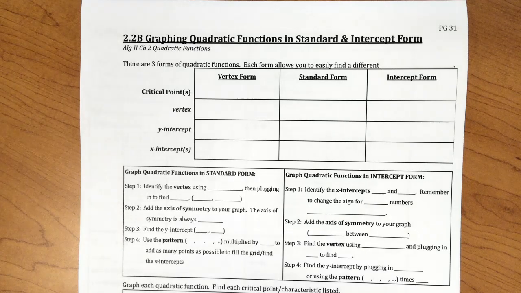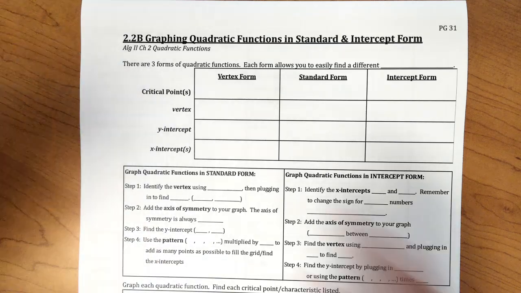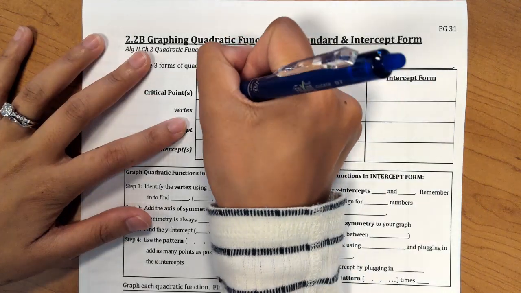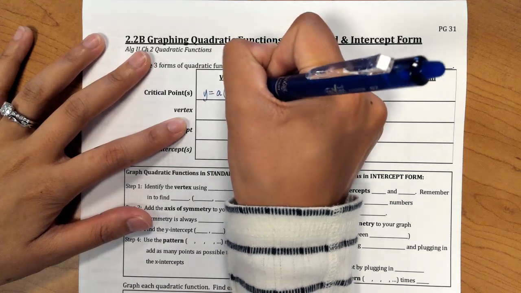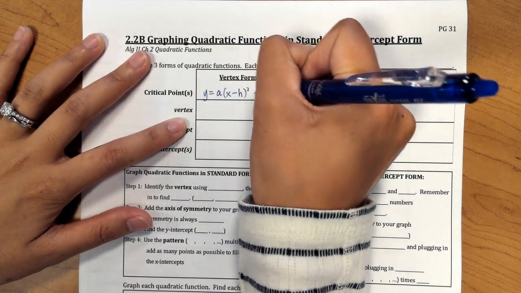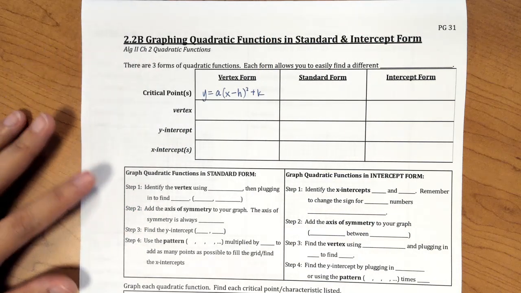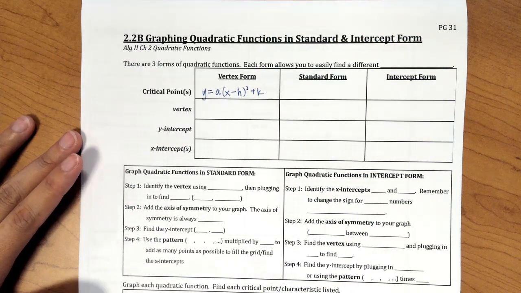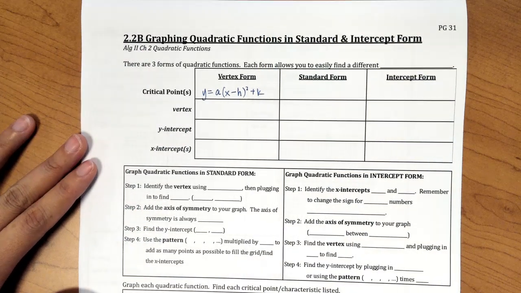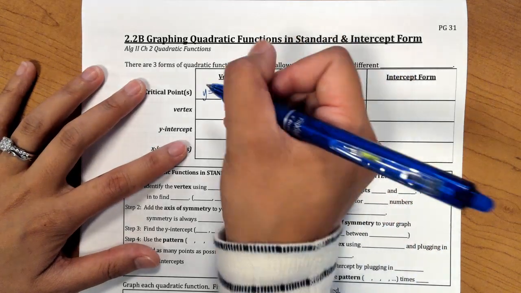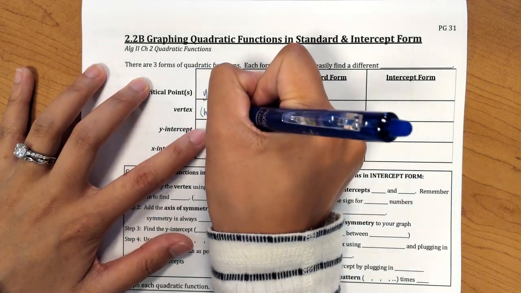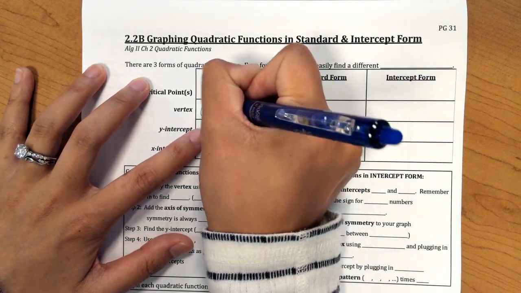Hi guys, we're going to continue today with standard form and intercept form. So let's take a moment and quickly fill in vertex form, because hopefully you remember from yesterday what we were doing. So here's vertex form. Y equals a parentheses x minus h squared plus k. The vertex is h and k, and I'm going to say switch signs.